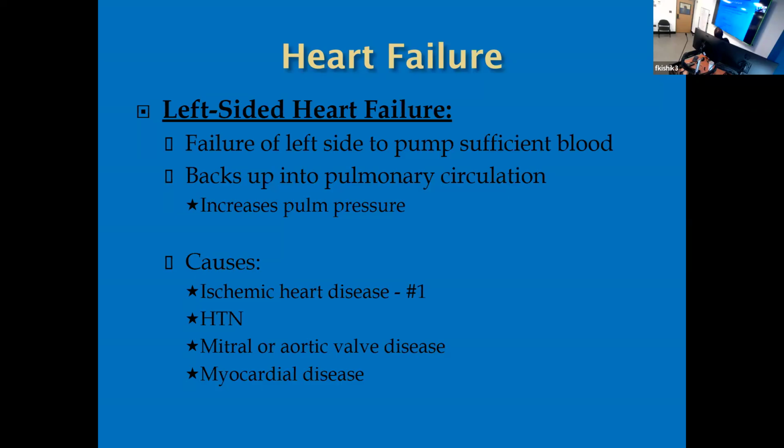Okay, left-sided heart failure. Failure of the left side to pump sufficient blood. Another name for this is systolic heart failure, or HFrEF. It backs up into the pulmonary circulation and increases pulmonary pressure, which makes sense. We talked about this in PD1. You mess up anything in the circulation, and it's going to back up. The most common cause is ischemic heart disease. Hypertension can also cause it. Mitral or aortic valve disease is also very common.